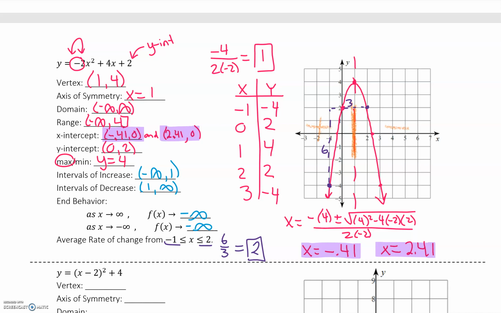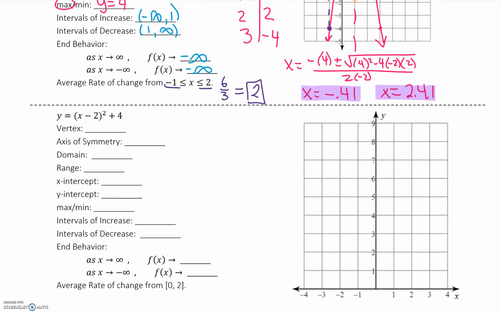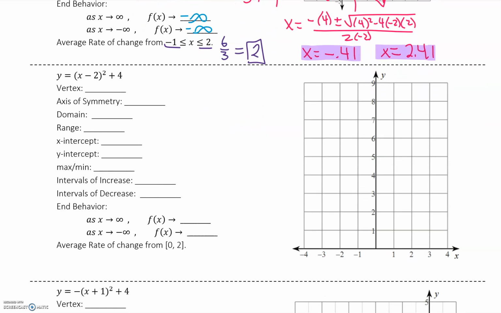Okay. All right, so let's look at the next one. It looks a little bit different just because it's given a different form. This is not standard form. This is called vertex form, which means the first thing we want to find is the vertex. The vertex comes from our h and our k value. Remember, it's the opposite of h, so that's going to be a positive 2, and the k stays the same. So we have at (2, 4) is going to be the vertex.